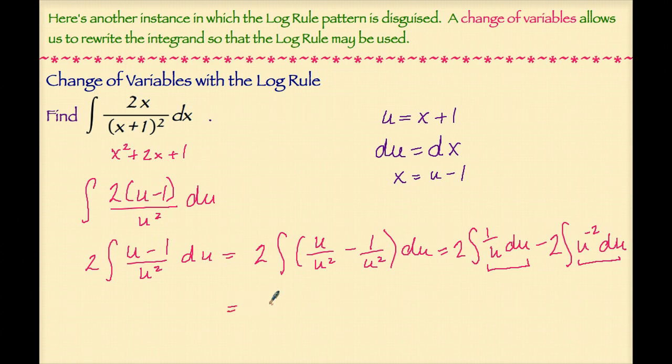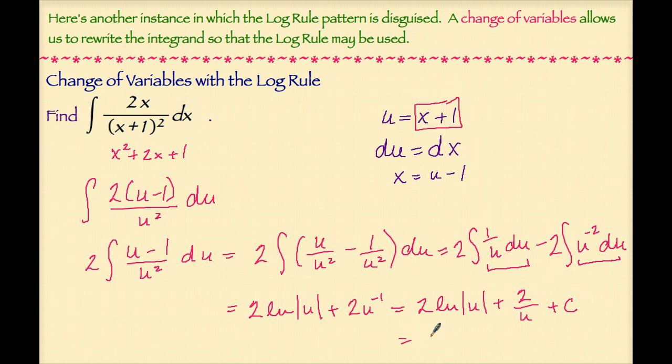So continuing to simplify, this will be 2 natural log of u, and then for this integral, adding 1 to negative 2 gives us negative 1, and dividing by that negative 1 will give us a positive 2 here, plus 2u to the negative 1, and then rewriting this will give me 2 natural log of u plus 2 over u plus c. Now let's replace u with the original substitution for our final answer. This will be 2 natural log of x plus 1 plus 2 over x plus 1 plus c.